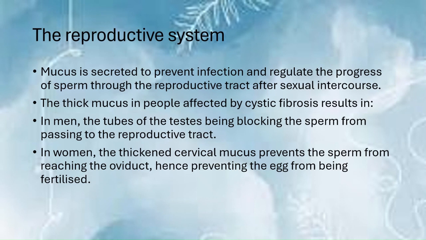How the reproductive system is affected. Mucus is secreted to prevent infection and regulate the progress of sperm through the reproductive tract after intercourse. The thick mucus in people affected by cystic fibrosis results in men the tubes being blocked, preventing sperm from passing through the reproductive tract, and in women the thickened cervical mucus prevents the sperm from reaching the oviduct, hence preventing the egg from being fertilized.